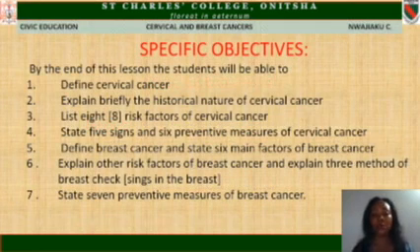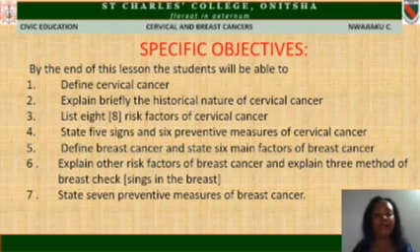Before we continue, I would like us to look at our specific objectives. By the end of this lesson, the following are the things we are expected to learn. Number 1, define cervical cancer. Number 2, explain briefly the historical nature of cervical cancer. Number 3, list 8 risk factors of cervical cancer. Number 4, state 5 signs and 6 preventive measures of cervical cancer.